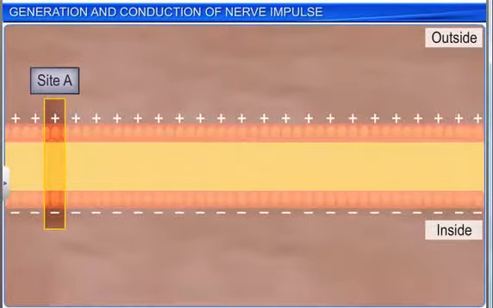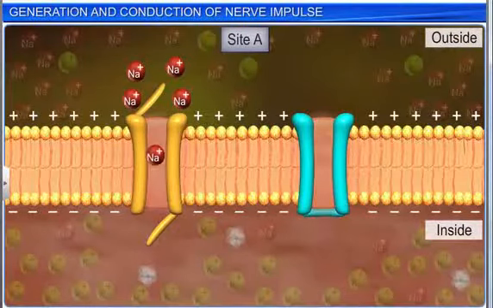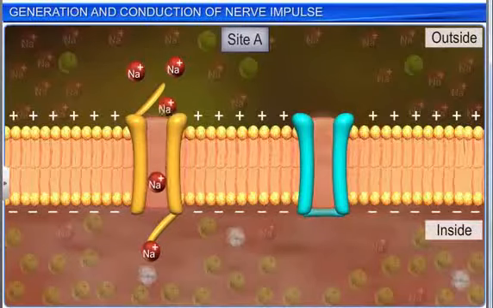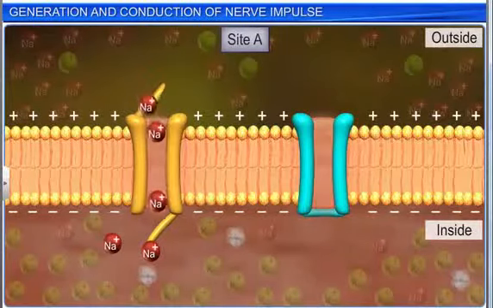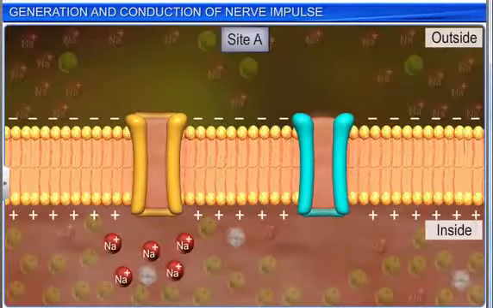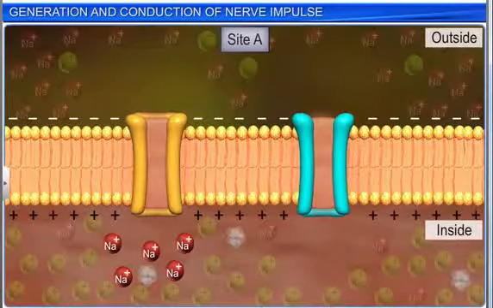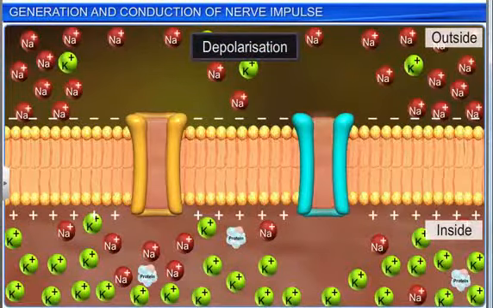When a stimulus is applied to a site, say A, on the polarized membrane, the sodium ion channels open and the membrane at the site becomes freely permeable to sodium ions. This leads to a rapid influx of sodium ions that reverses the polarity of the site. That is, the outer surface of the membrane becomes negatively charged and the inner surface becomes positively charged. This reversal of polarity across the two sides of the membrane is called depolarization.